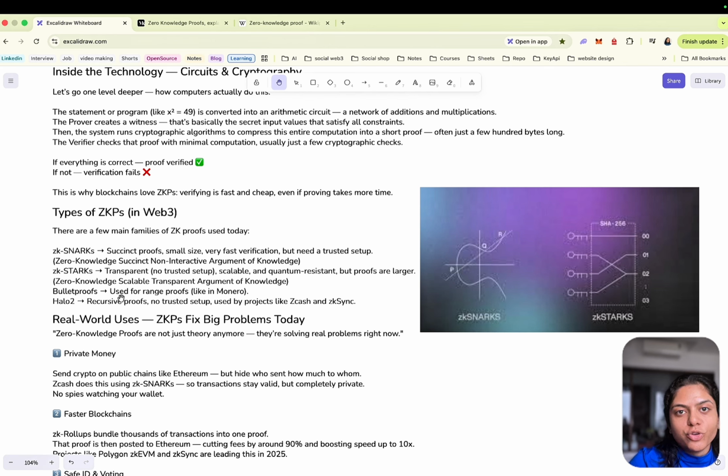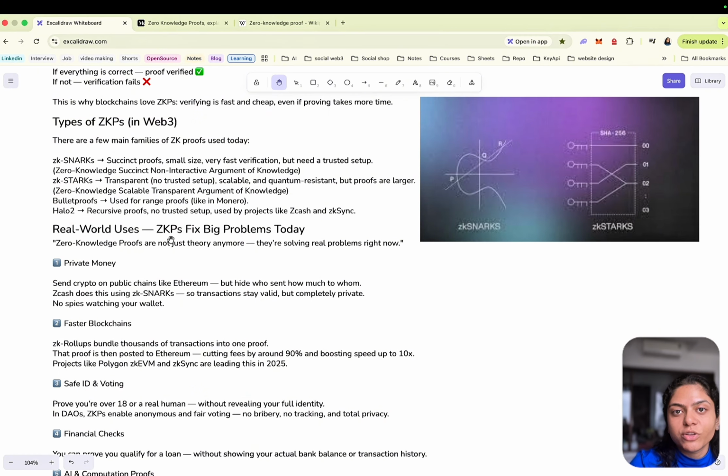Bulletproofs are used for range proofs, like in Monero. And Halo 2 gives recursive proofs with no trusted setup, used by projects like Zcash and zkSync. That kind of project uses Halo 2 proofs.